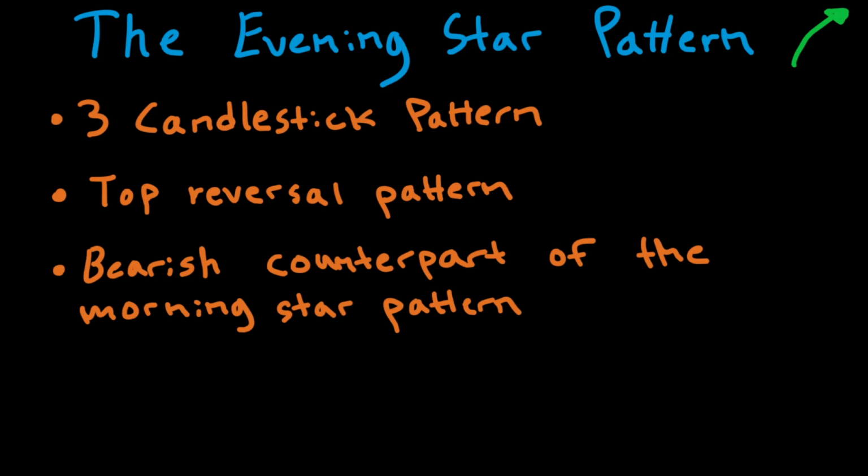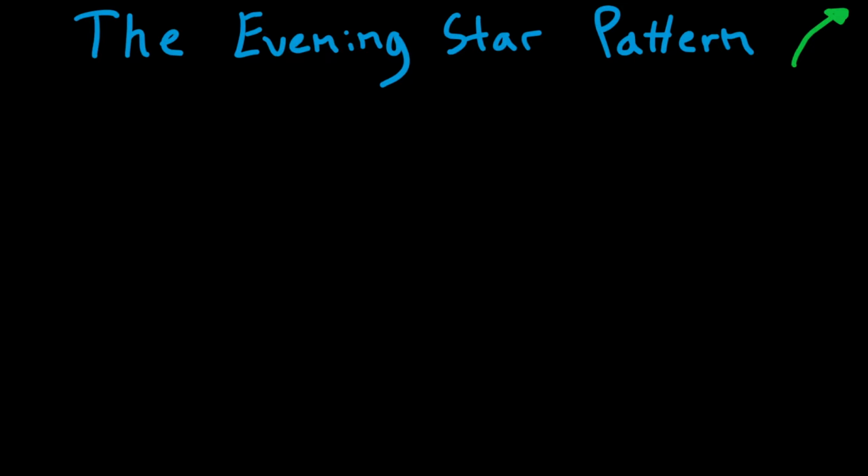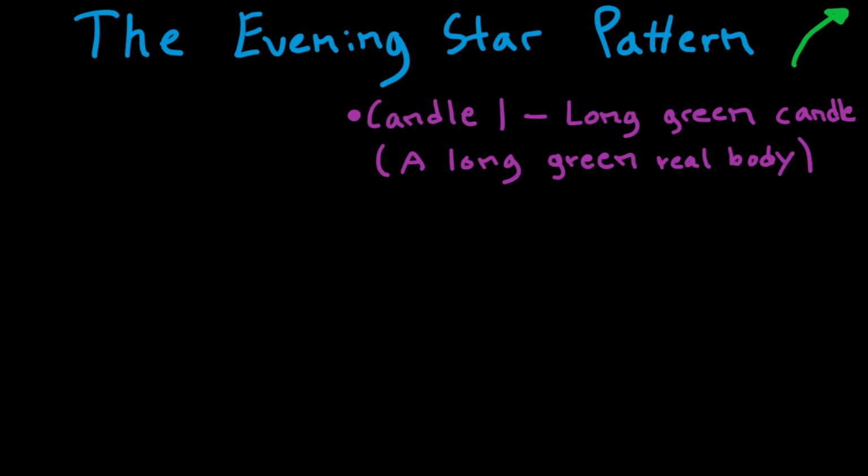So I think now we're ready to zoom in and take a look at how the pattern actually looks. Let's have a look at each candle of the pattern. The first candle, candle 1, is a long green candle, and the important part here is that the real body is long. And if you are unfamiliar with any terms in this video, I made a video where I explained the basic Japanese candlestick terminology and the basics of candlesticks.